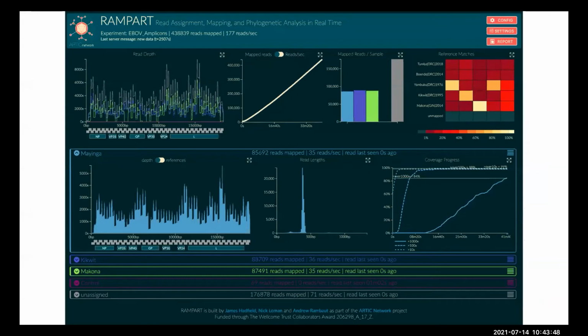Lastly, the last thing I want to talk about is RAMPART. So what's going on here? RAMPART is a program which James Hadfield produced, which shows you real-time coverage of all the samples that you're sequencing on your run. So this is some Ebola data here, but you can see that this is going to do the demultiplexing and the mapping of the reads in the background, and show you what the coverage over the genome is, the read length, and a collector's curve of the run progress for each of the samples that are on your run.